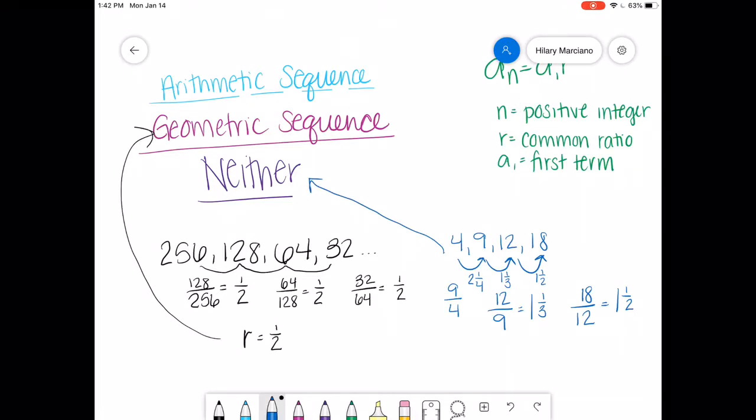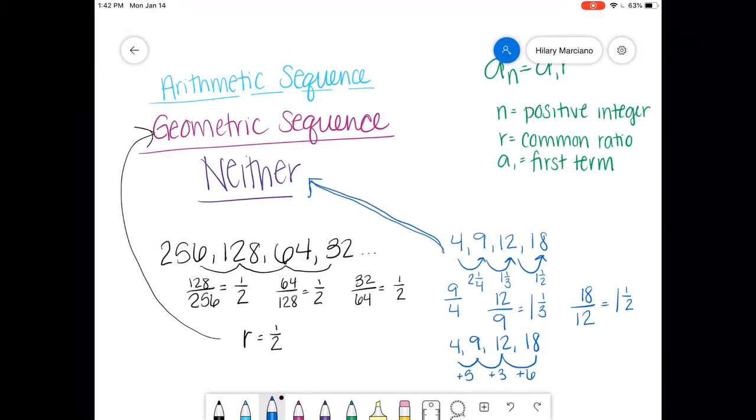Wait, let's check and see if it's arithmetic. It's not geometric. So let's go 4, 9, 12, 18. Getting a little ahead of myself. 4 to 9 is plus 5. 9 to 12 is plus 3, plus 6. Again, none of those are the same, so now we can confirm that it's a neither sequence.